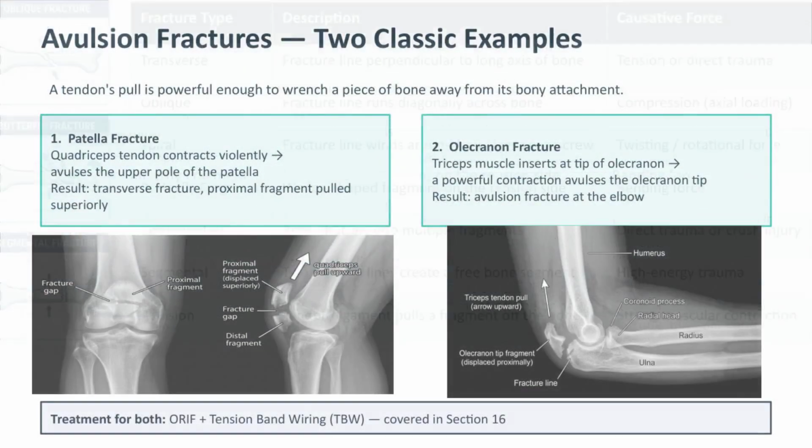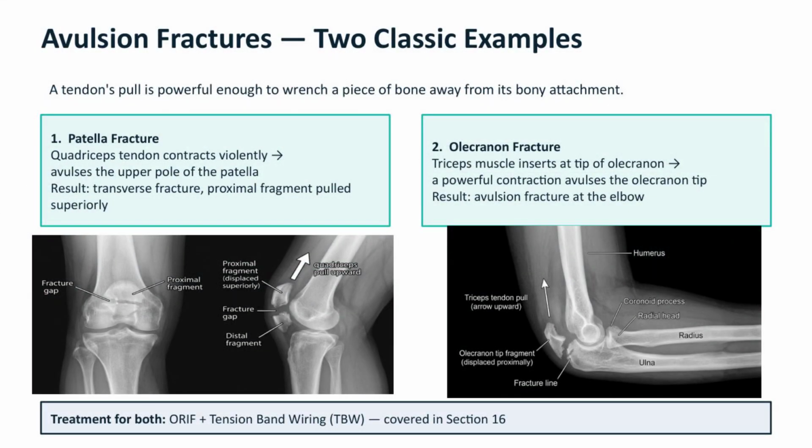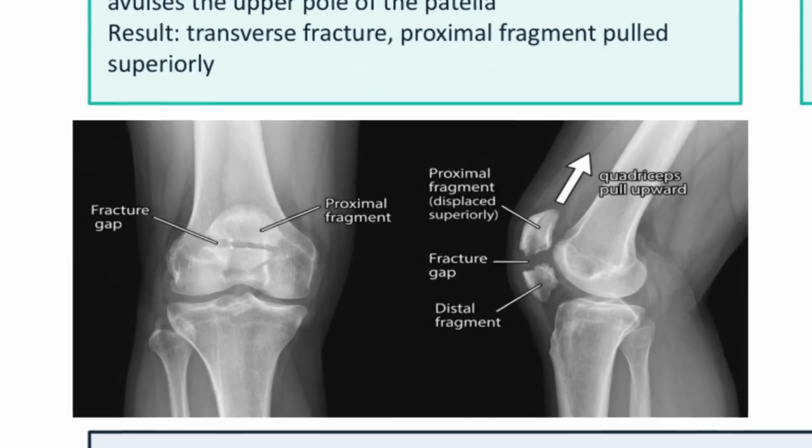contraction. Now let's talk about avulsion fractures as a special category. Avulsion fractures occur when a tendon's pull is powerful enough to wrench a piece of bone away from its attachment. There are two classic examples. The first is a patella fracture.